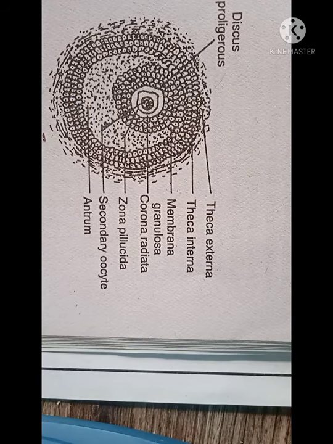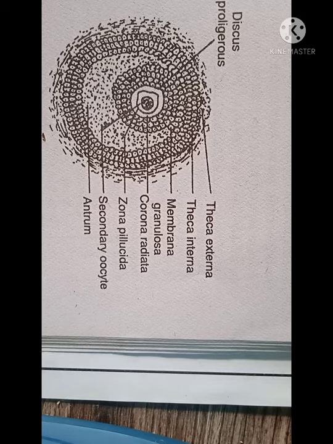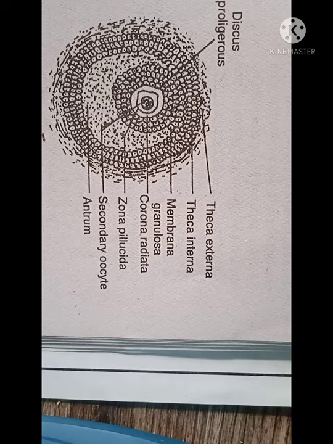The growing follicle secretes estrogen. This is the female hormone. It is a steroid hormone, and it stimulates the development of the secondary sexual characters in females. Okay, this is about the structure of the Graafian follicle.